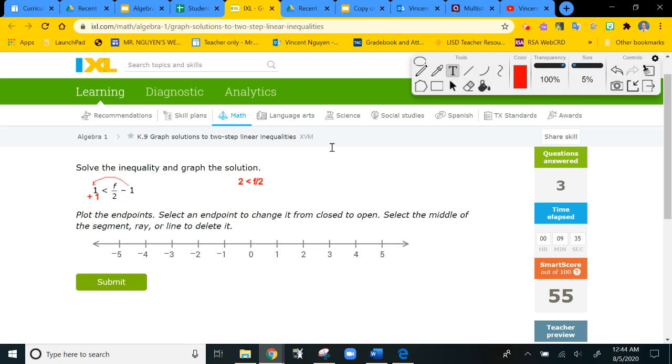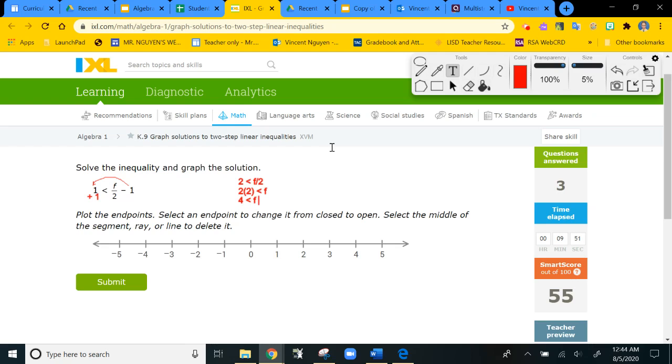Now, to get rid of this 2, I have to multiply by 2 on both sides, right? Because it's dividing. So undoing dividing means multiply. So I've got to do 2 times 2. And then that's going to be less than F. So my solution is 4 less than F.